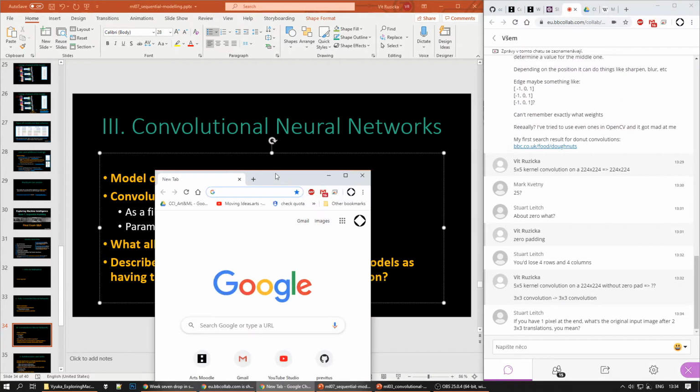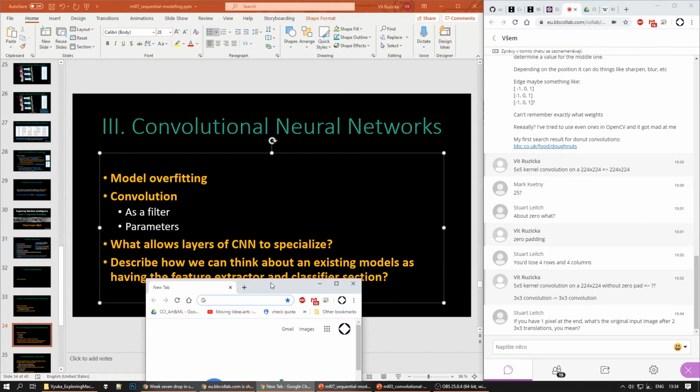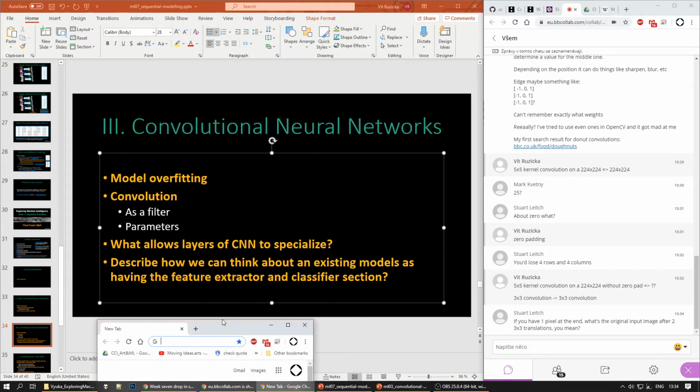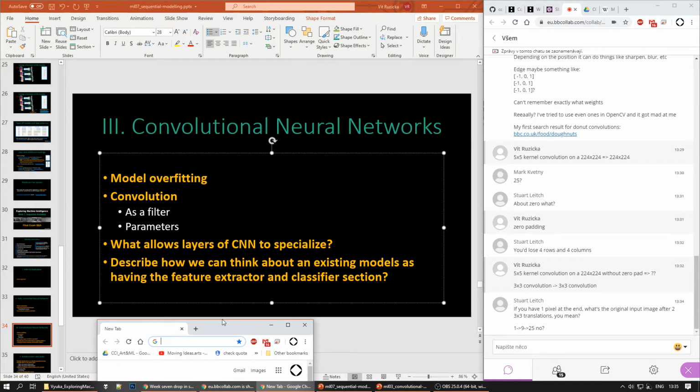So the image has gone through two 3x3 convolutions. So you would have lost 4 pixels in the x and y. I'm not 100% sure. Yeah, me neither. I have to write it down. Let's see. Okay. I think I have. Is it 5x5? Yes. It should be 5x5. Okay. Cool.